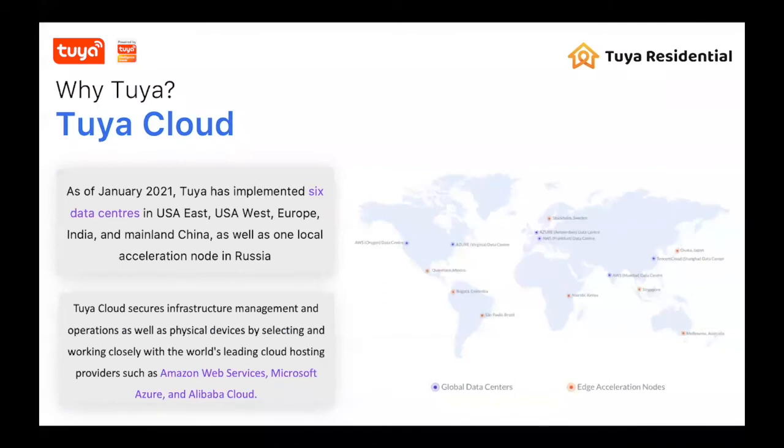Then here you can see the global scope of Tuya's cloud. As of January 2021, Tuya has implemented 6 data centers in the USA East, West, Europe, India, and mainland China, as well as 1 local acceleration node in Russia. Tuya Cloud secures infrastructure management and operations as well as physical devices by selecting and working closely with the world's leading cloud hosting providers such as Amazon Web Services, Microsoft Azure, and Alibaba Cloud.